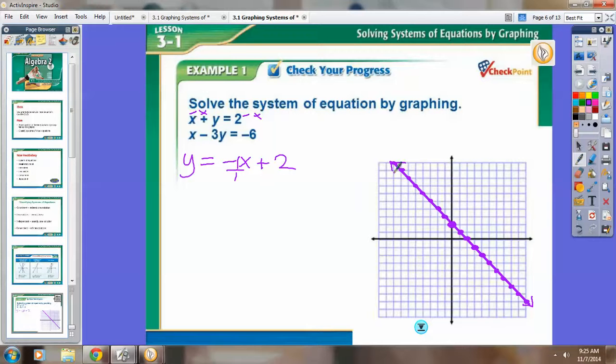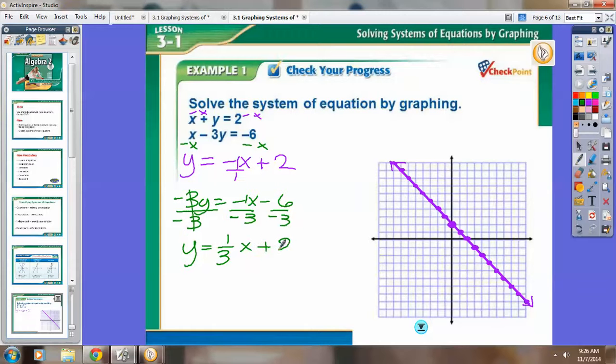Now I want to graph the second equation. To do that, I would subtract x from both sides. So negative 3y equals negative x minus 6. Divide everything by a negative 3. Y equals, I have a negative 1 divided by a negative 3, which is going to be a positive 1/3 x. Negative 6 divided by negative 3 is a positive 2. So we have a y-intercept of positive 2.